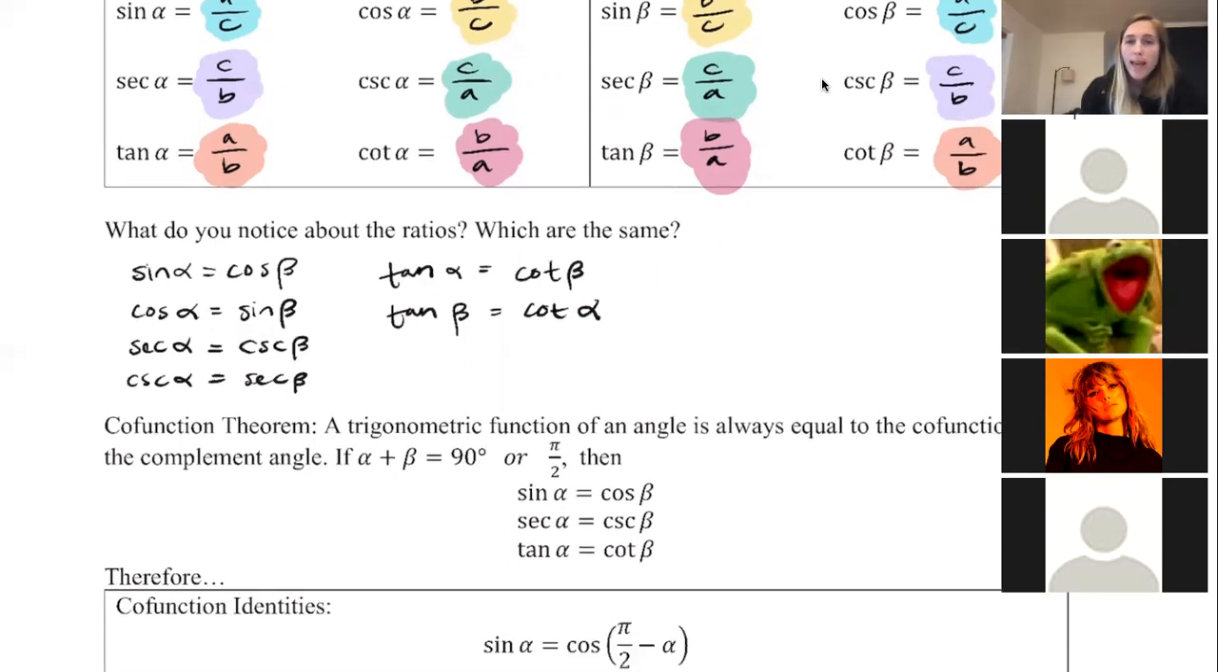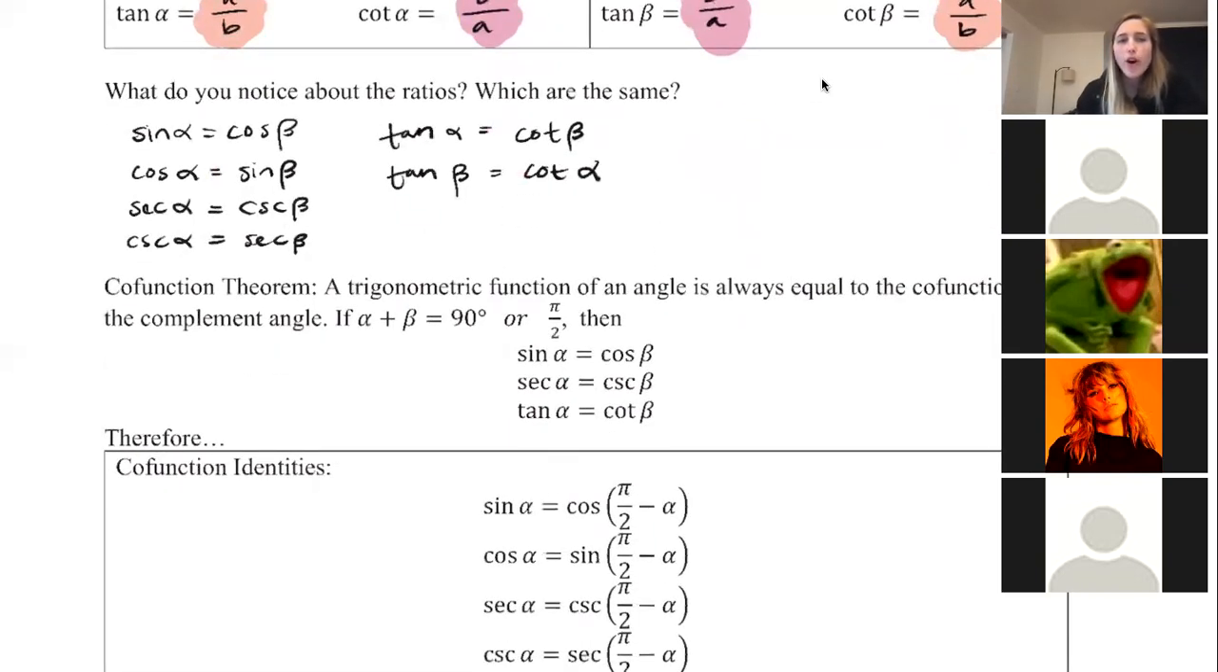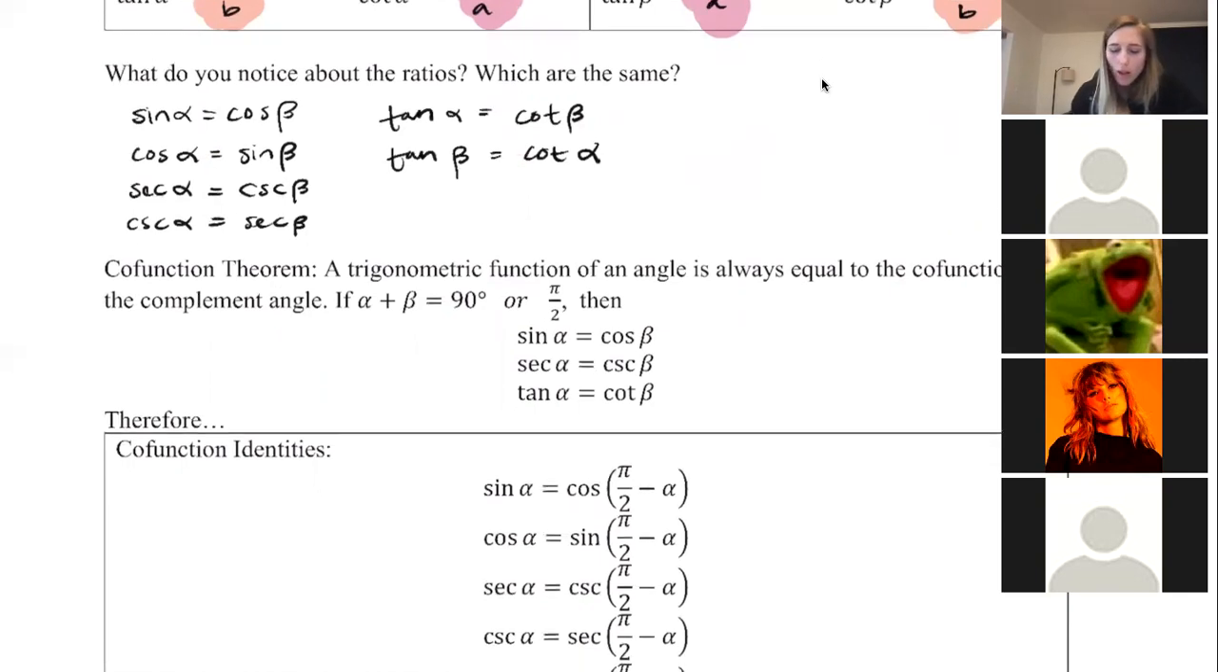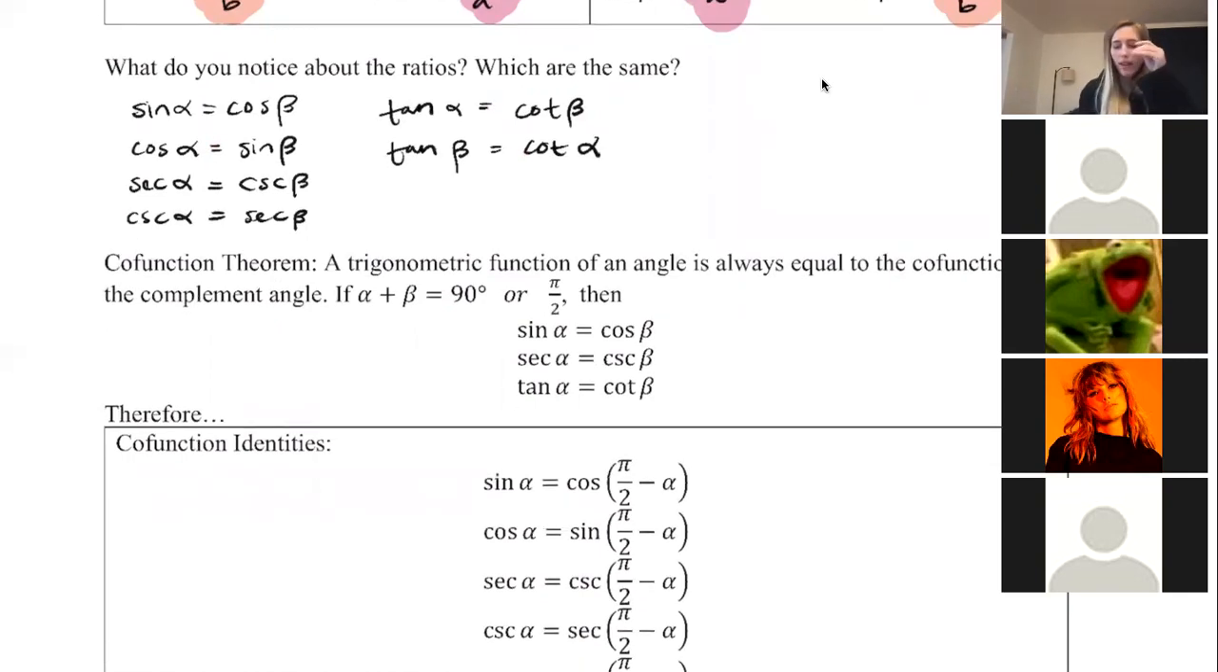So then if we look to the cofunction theorem, the cofunction theorem says a trigonometric function of an angle is always equal to the cofunction of the complement angle. And remember, complementary angles are angles that sum to 90 degrees, or in radians, that would be pi over 2.